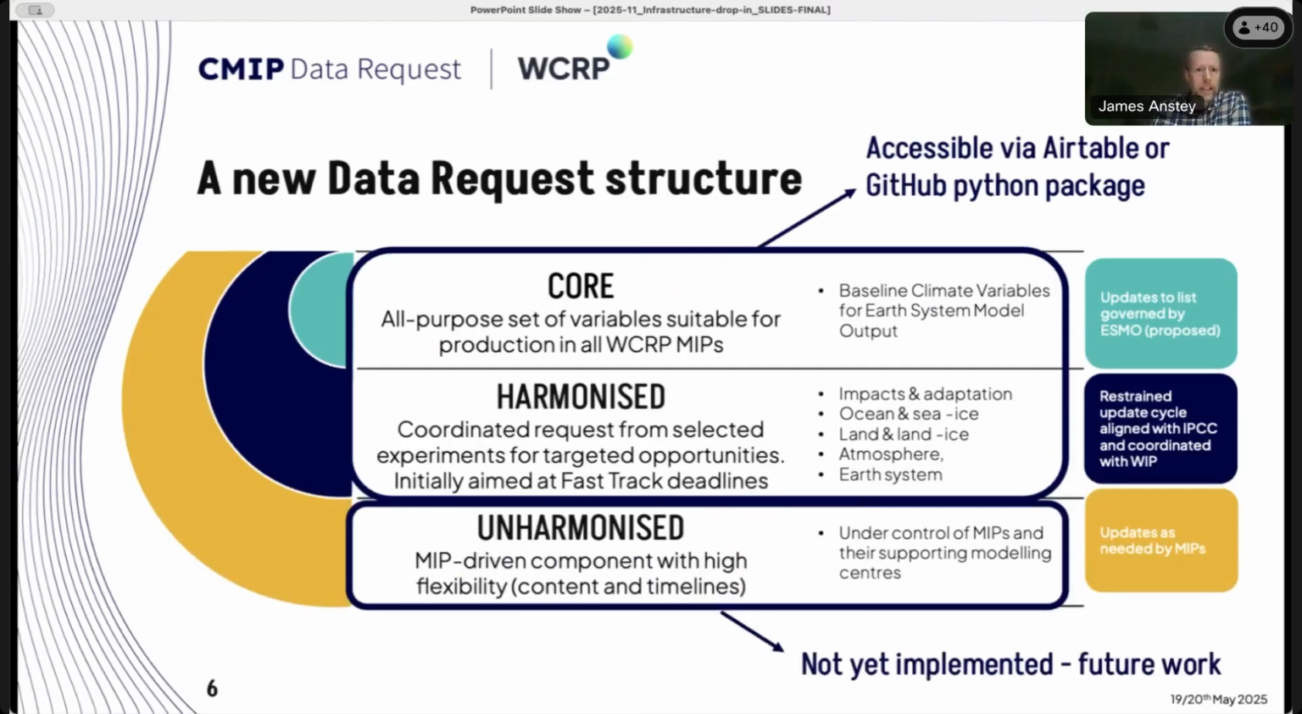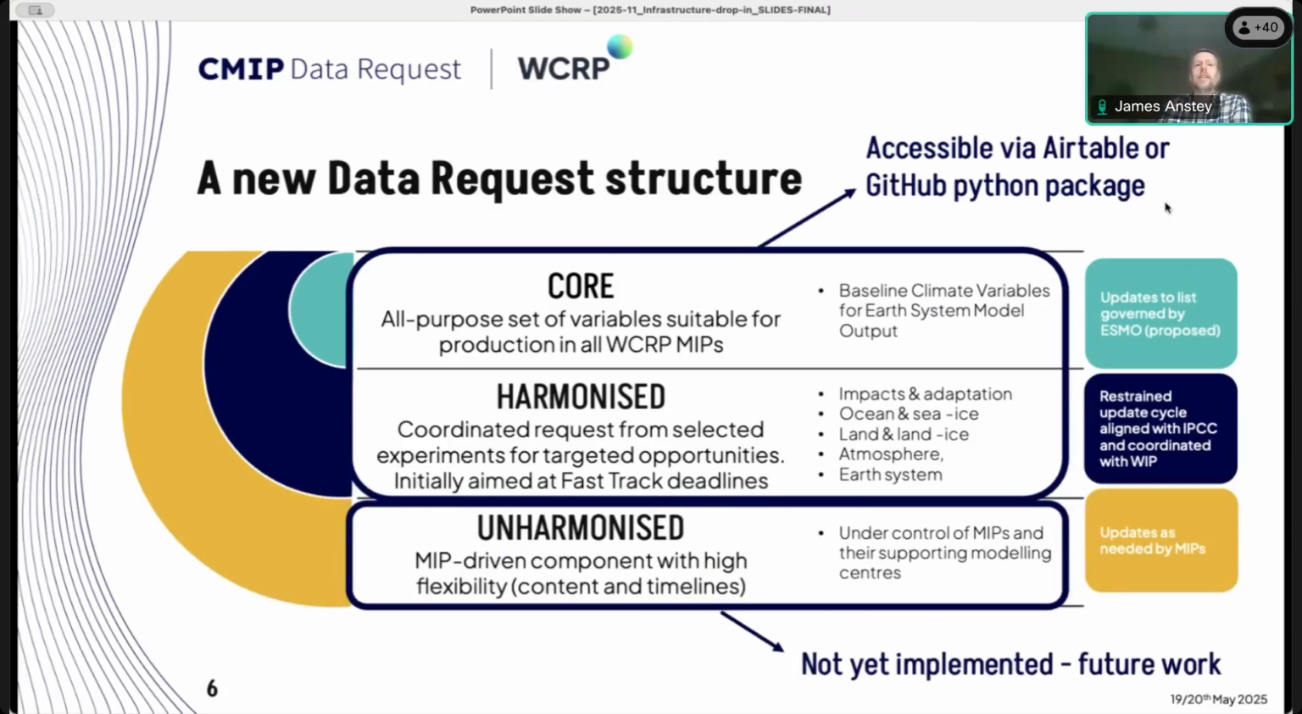And it's worth just mentioning that a change from CMIP6 is this overall new structure of the data request. I won't spend much time on this, but you can think of the data request as being layered in these 3 parts: core, the 131 variables I just mentioned; the harmonized request, which is the rest of the opportunities essentially. And these 2 parts are focused on assessment fast track timelines.